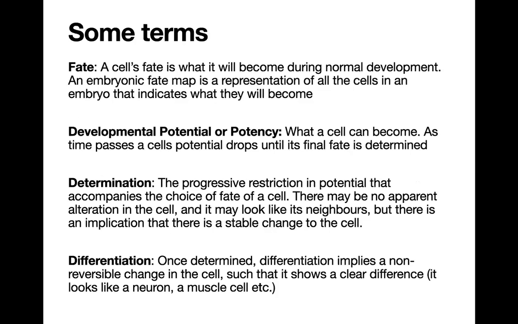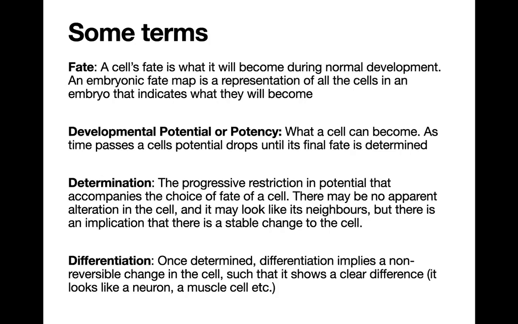I realized last week that I had just jumped into particular terms that may not be so familiar to all of you. So fate, for example, we all know what fate is. We're Indians, we live on fate. But here we're thinking about a cell's fate, and it's what it becomes during normal development. So the fate of a cell is what it will become if development is correct, and an embryonic fate map is a representation of all the cells in the embryo that indicates what they will become.